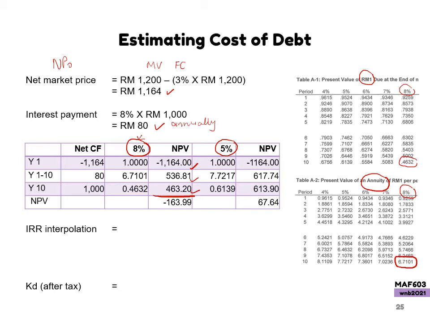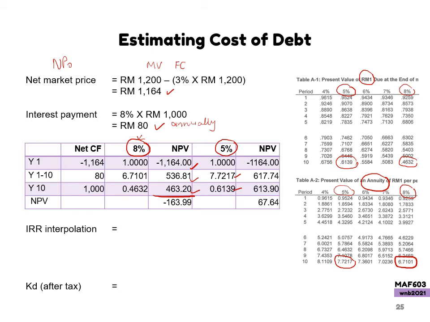Masa year 1, net market price darab dengan 1, so sama je, negatif RM1,164. Year 1 and year 10, we need to pay interest. So, annuity table 5%, tahun yang ke-10, 7.7217, yang ni. Dan tahun ke-10 nak redeem balik at par value 1000 tu. Okay, 5%, tahun yang ke-10, 0.6139. 0.6139 darab dengan 1000, I dapat this one.